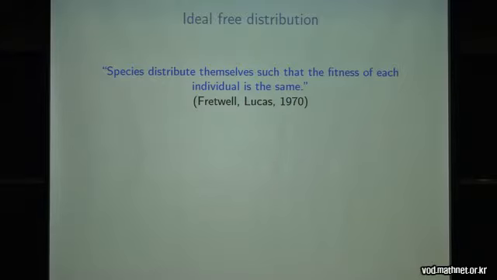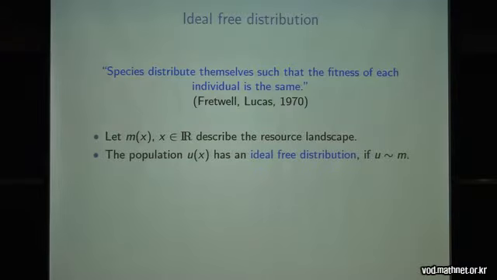So Fretwell and Lucas framed this ideal free distribution. Actually, this has nothing to do with thermodynamics. So it is not a free distribution in the sense of thermodynamics. Species distribute themselves such that the fitness of each individual is the same. Mathematically, this means if you have a resource landscape, m of x, so this is how the resource is distributed, then the ideal free distribution is expressed if the population density is proportional to m. So where there's lots of food, you find a lot of species. Where there's no food, you find no species.